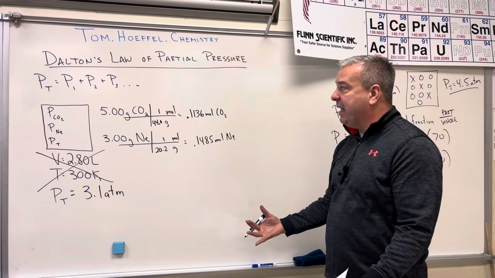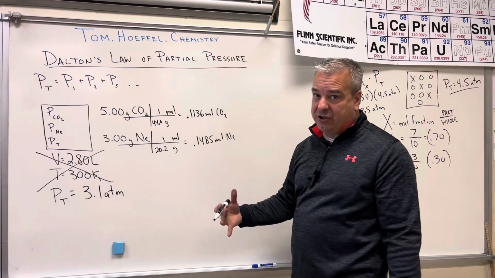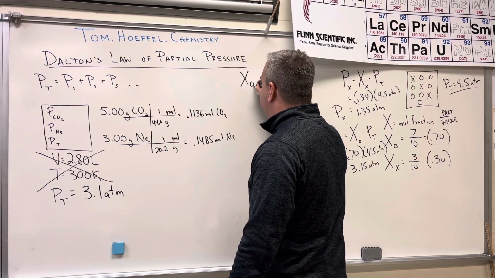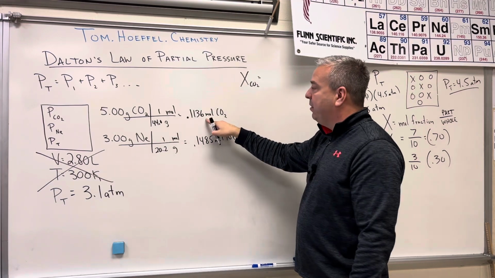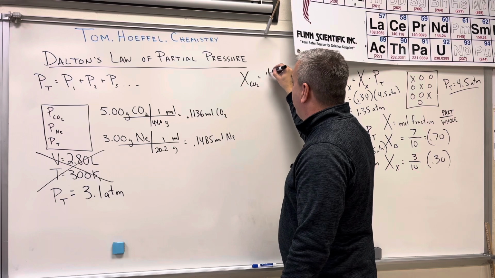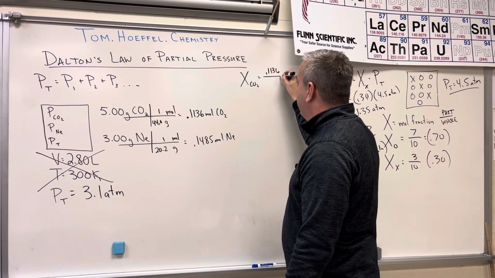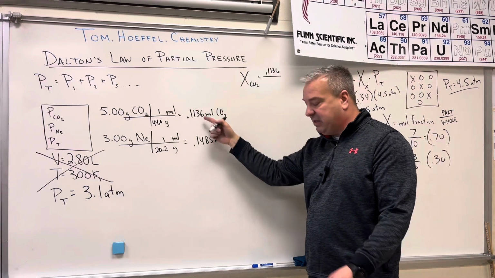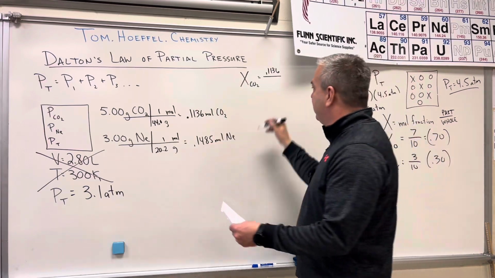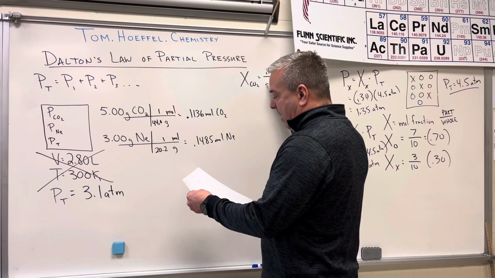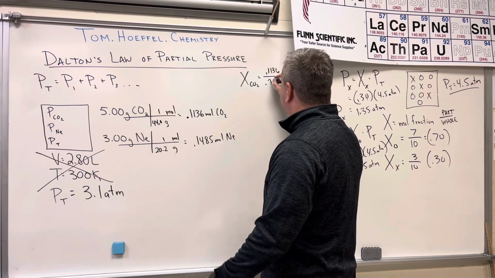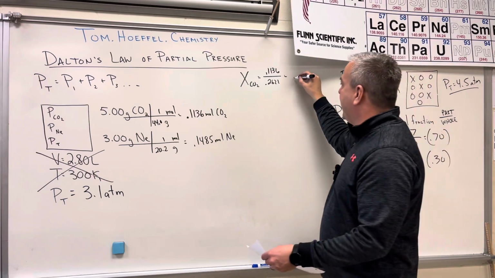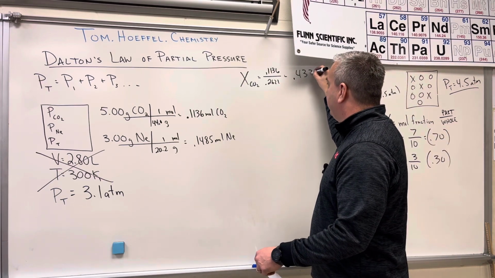Well, in order to do that, we need to find the mole fraction of each of them. So if I want the mole fraction of the carbon dioxide, I got to take the moles of the carbon dioxide, 0.1136, and divide it by the whole, okay? So I got to add these two together, and if I add those together, it comes out to be 0.2621. And when I divide these two together, I get a mole fraction of 0.433.